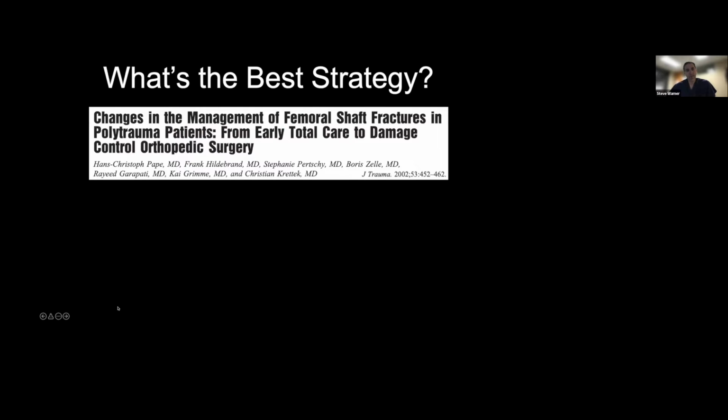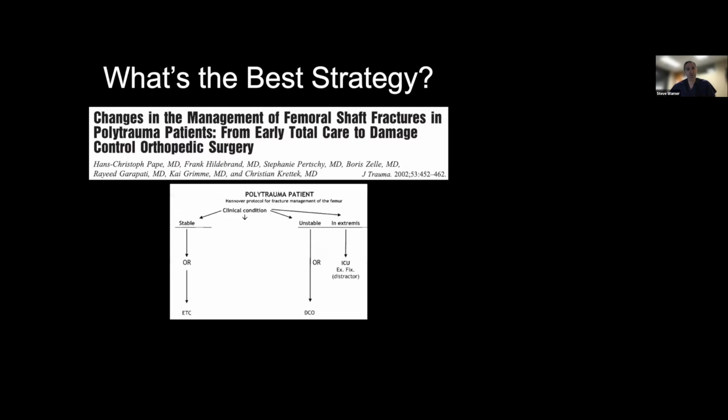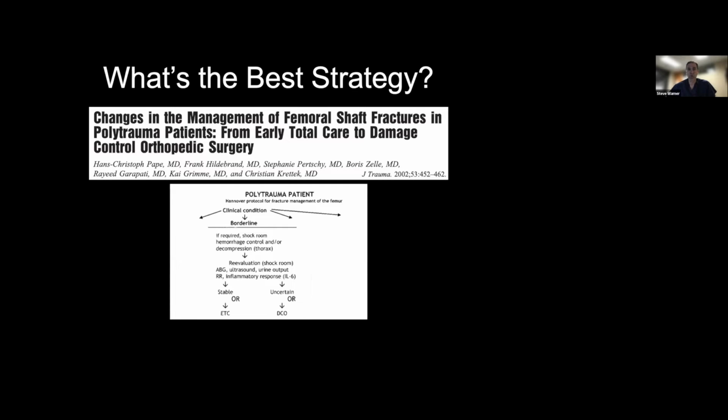And then as time progressed and more and more studies were done, there was the thought that some patients did well with early total care, some patients did better with damage control orthopedics, and these algorithms started to be developed based upon the patient's clinical condition. If they were stable, they were amenable to early total care and did well. If they were unstable, then a damage control orthopedics algorithm would be better, with better outcomes and less mortality. I think that's all well and good until we get to the borderline patients, where lots of factors are involved and some may do better with early total care and some may do better with damage control.